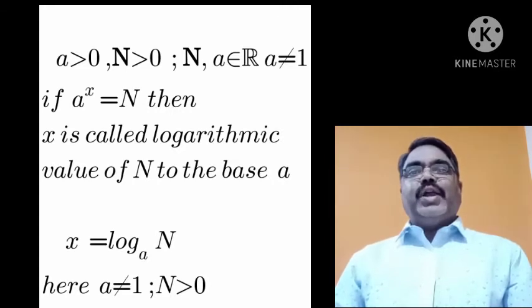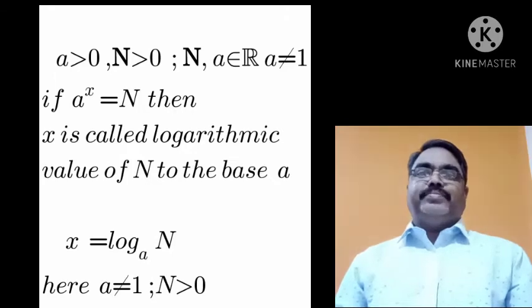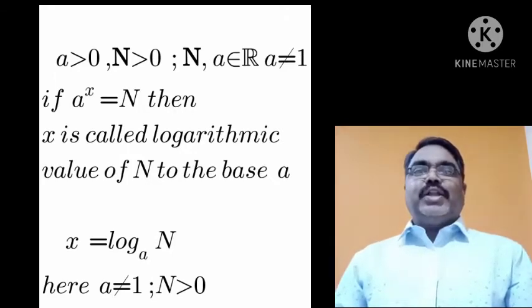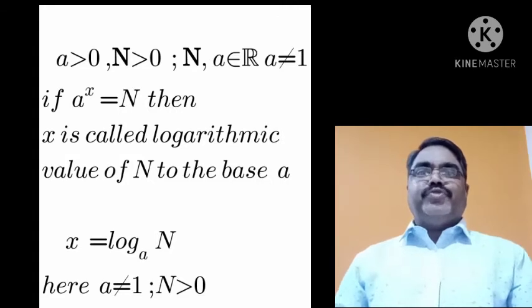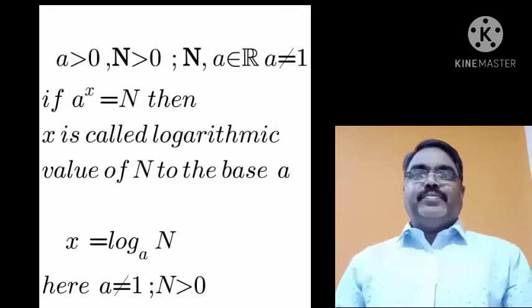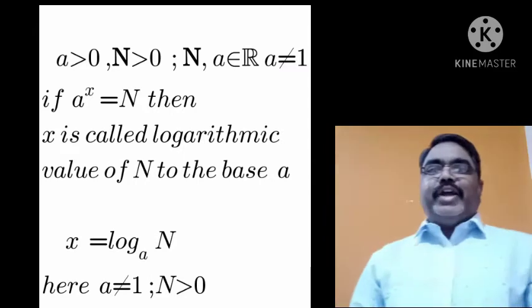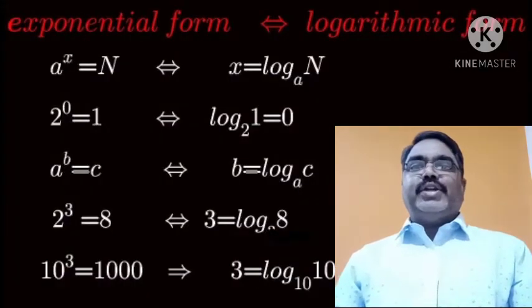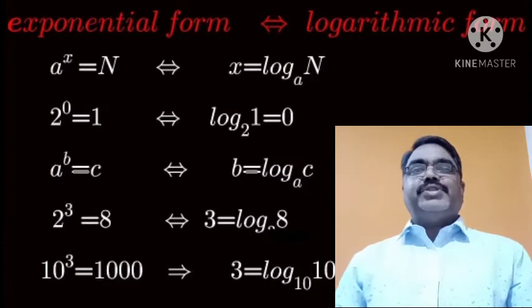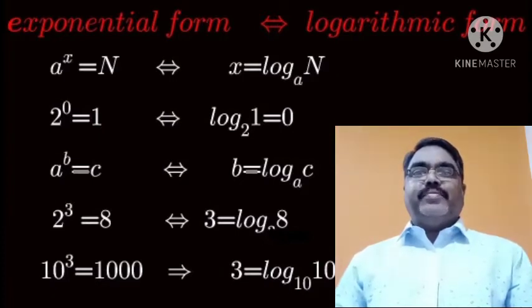Anyway, there is a correlation between exponential form and logarithmic form. Logarithms are defined from the exponential form. There is a correlation between these two forms. Let us see. If an exponential form is a to the power of x is equal to n, then its logarithmic form is x is equal to log n to the base a.